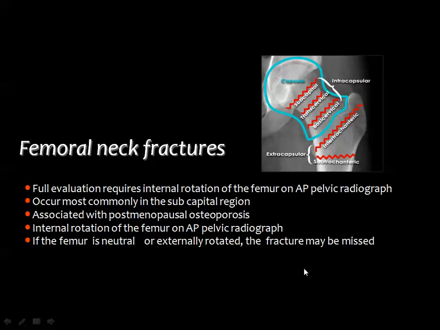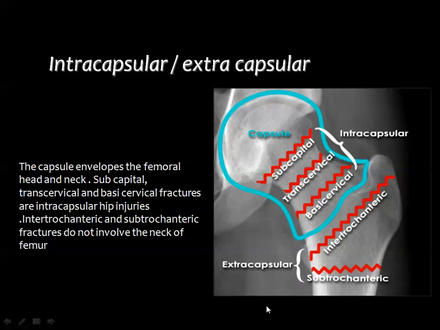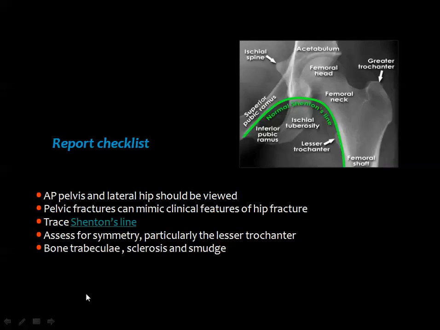These are the types of femoral neck fractures, including the subcapital, transcervical, and basicervical. All these fractures are inside the joint, they are intra-articular, while the intertrochanteric fracture and subtrochanteric fracture are extra-articular or extracapsular. And this is once more the difference between the intra-articular or intracapsular fractures, these three, and the extracapsular fractures, the other two.